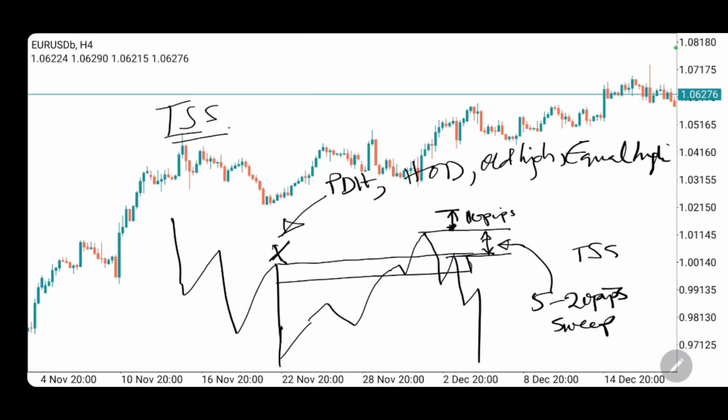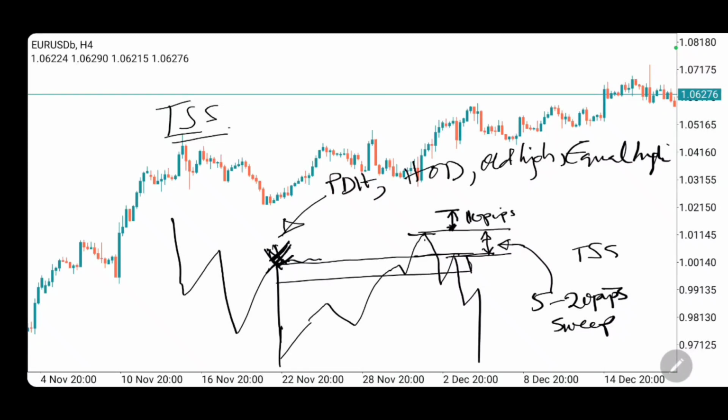All right, this is your stop loss around here, around 10 pips. So the liquidity sweeps, from experience, are always within 5 to 20 pips, not more than 20 pips. And we have said that this high here could be your previous day's high, or the high of the current day, or your old high, or an equal high or triple high or whatever. All right, so these are liquidities.